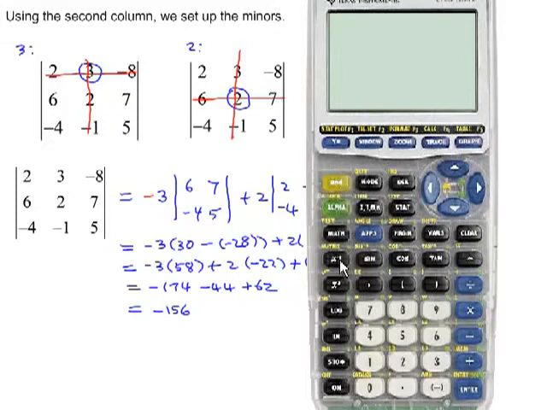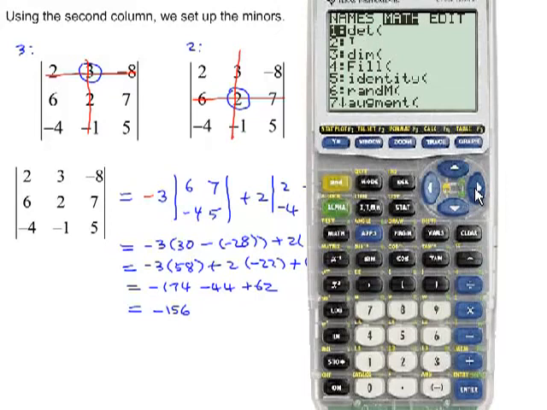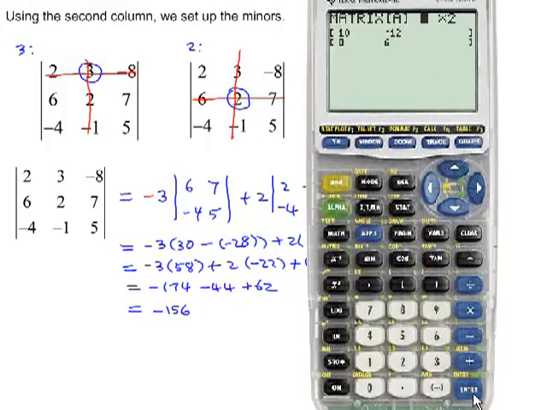So second matrix, go to the edit, hit enter, but don't forget to change the size to 3 by 3. Enter the entries 2. Enter, the calculator will go across, so it will be 3, negative 8, 6, 2, 7, negative 4, negative 1, and 5.